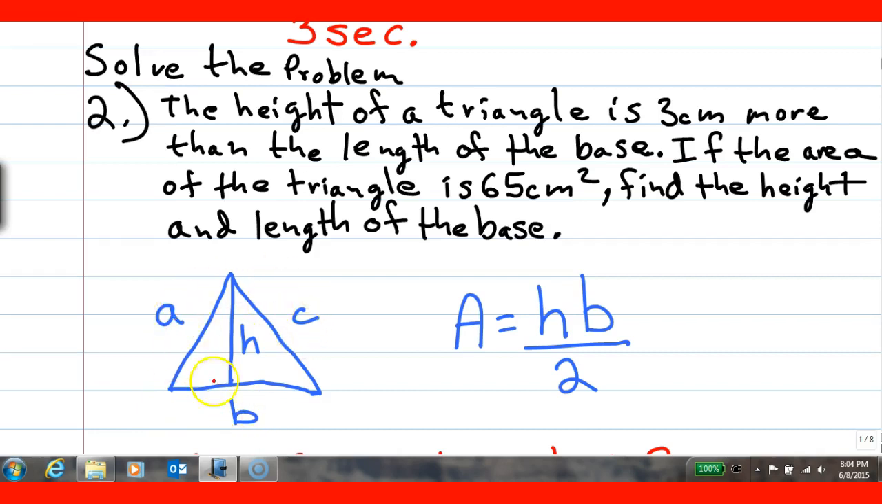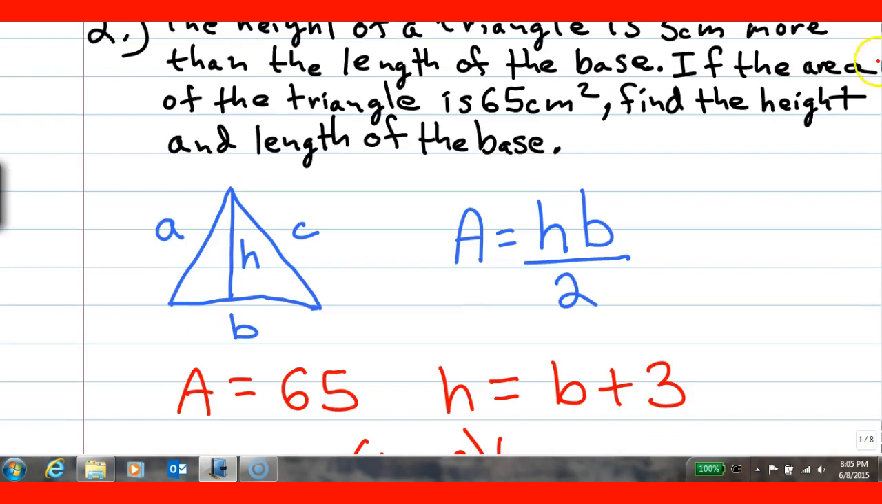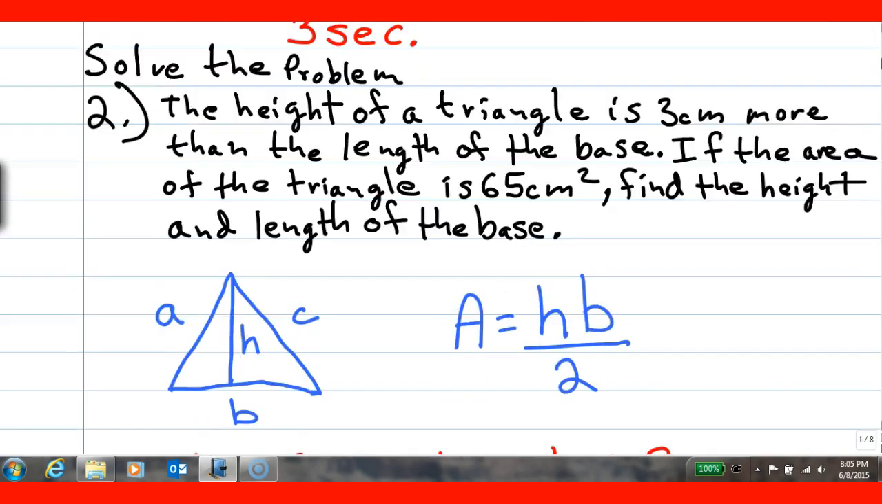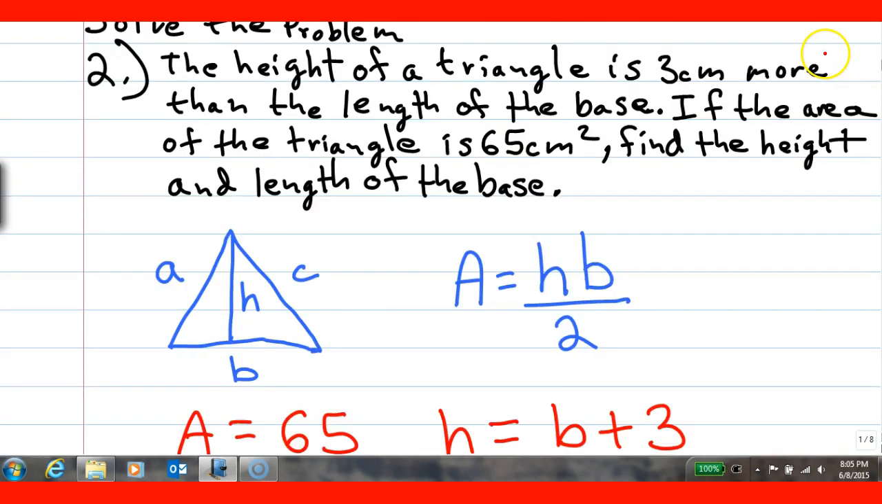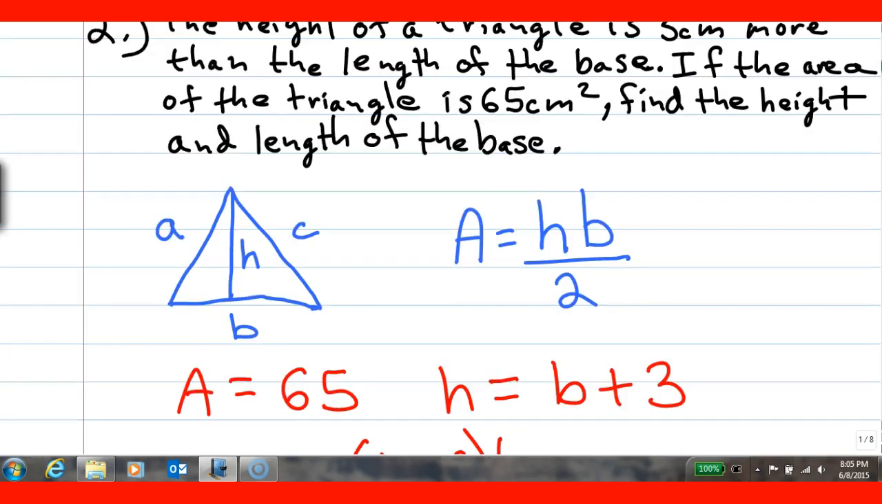We have its 3 sides, A, B, and C, and then we have a line down the center for the height. The area of a triangle is equal to the height times the base divided by 2. Knowing that, we can now plug in some of the information that we have. We were told that the area of the triangle is 65 centimeters, so area equals 65. We're also told that the height of the triangle is 3 centimeters more than the length of the base. So the height is equal to whatever the base is along the bottom of the triangle, plus 3. So we have h is equal to b plus 3.